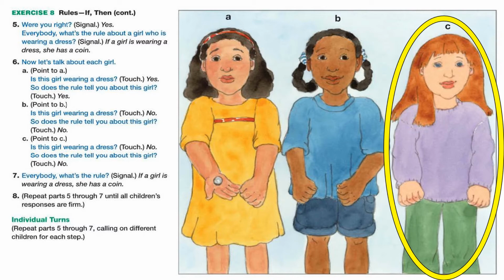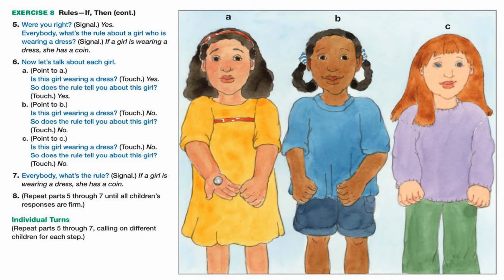Is this girl wearing a dress? No. So does the rule tell you about this girl? No. Everybody, what's the rule? Yes, if a girl is wearing a dress, she has a coin.